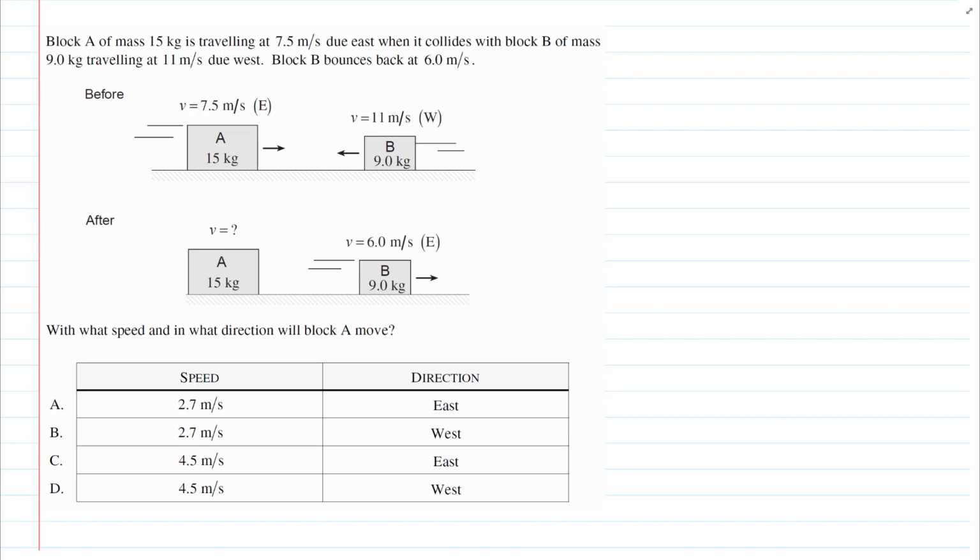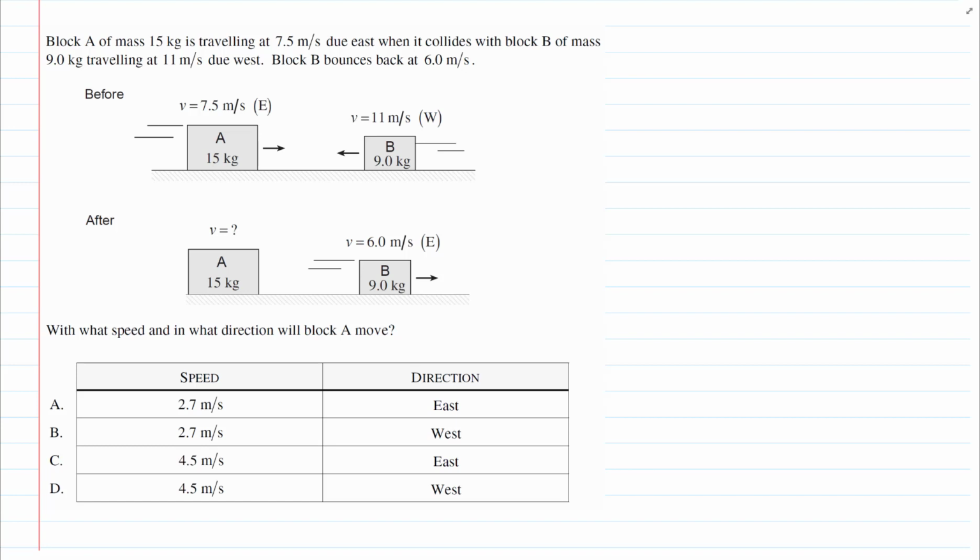Block A of mass 15 kilograms is traveling at 7.5 meters per second due east when it collides with block B of mass 9 kilograms traveling at 11 meters per second due west. Block B bounces back at 6. What is the speed and in what direction will block A move?